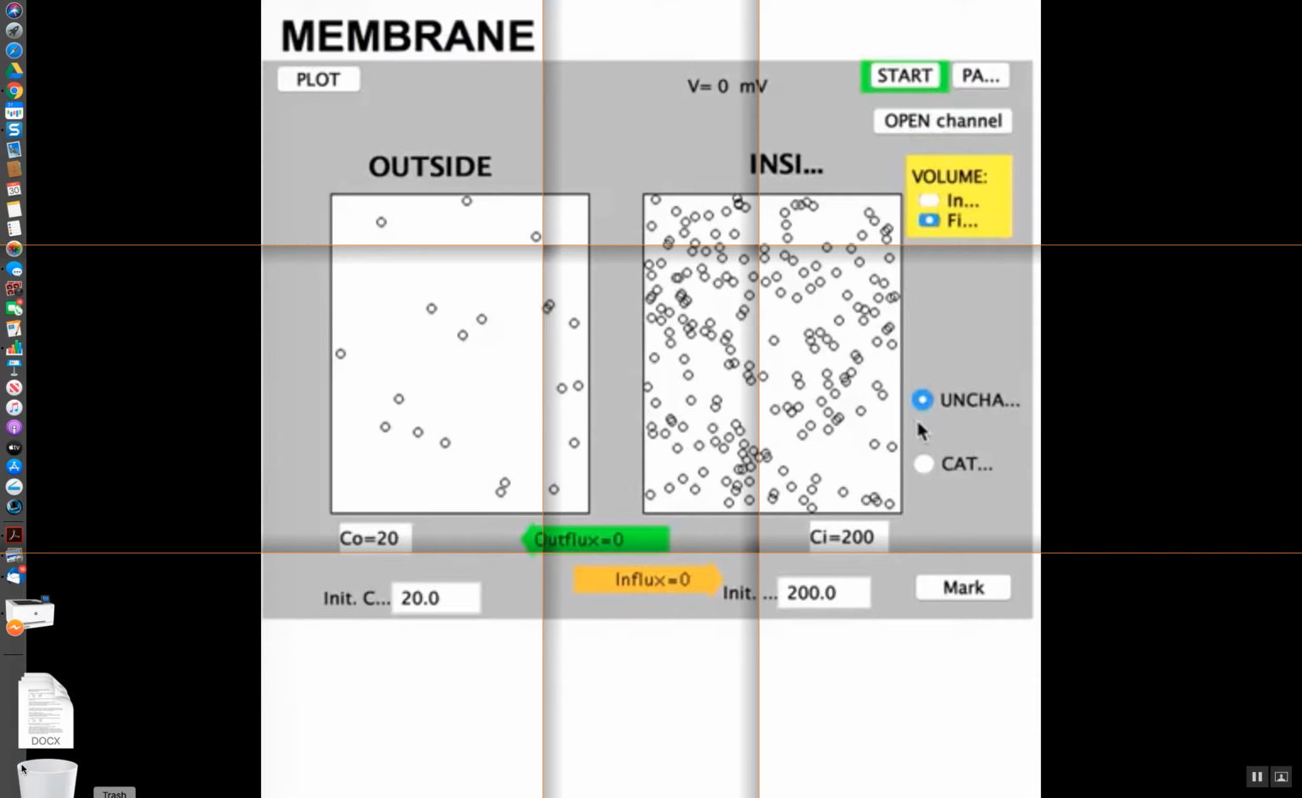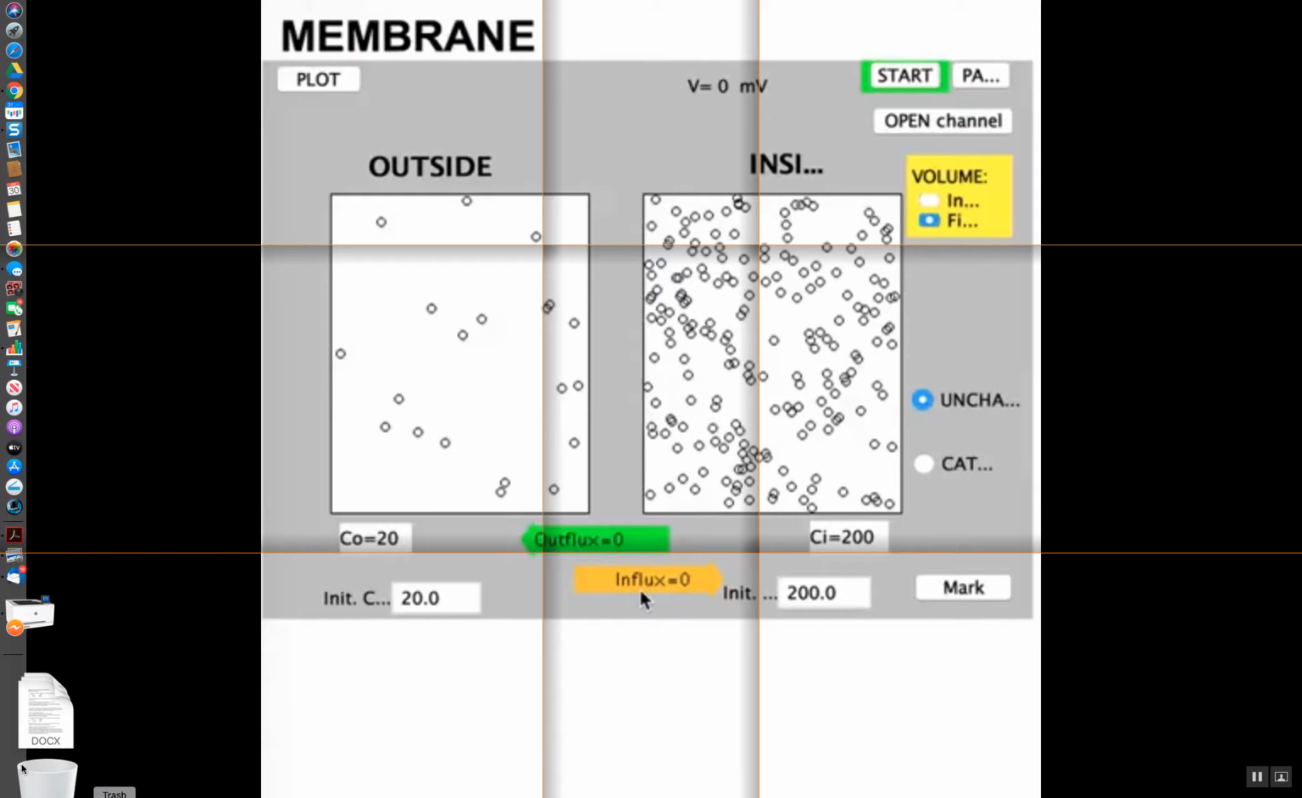We're going to start with uncharged particles. Inside has a concentration of about 200 millimoles. Outside has a concentration of only 20 millimoles. So this is almost like potassium, high on the inside, low on the outside. We're going to open up a channel, and you can see in real time the influx and the outflux. The influx is in yellow and the outflux is in green. Influx is the unidirectional flow from the outside to the inside, and outflux is from the inside to the outside.